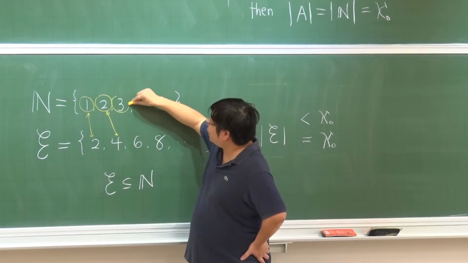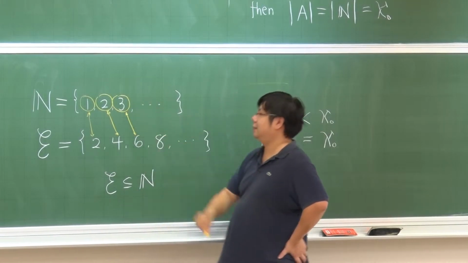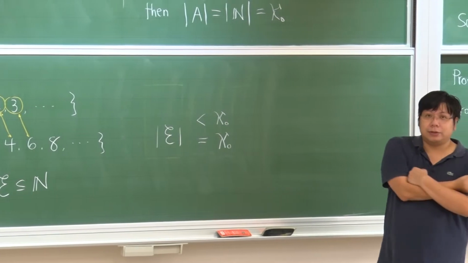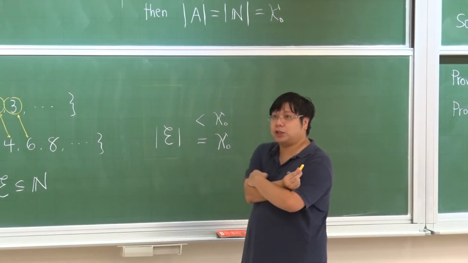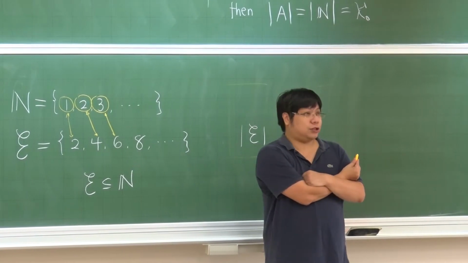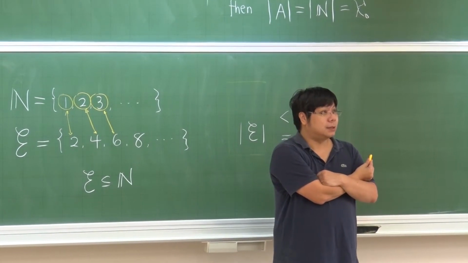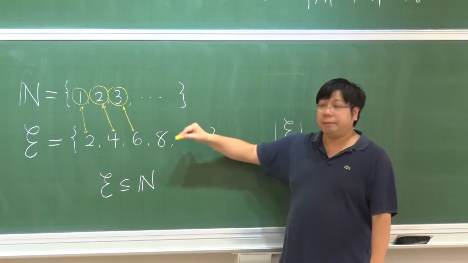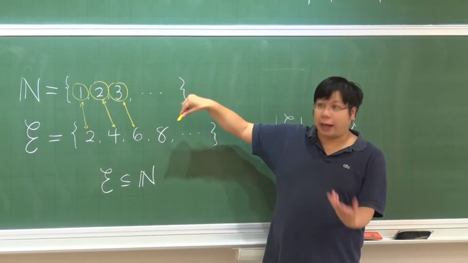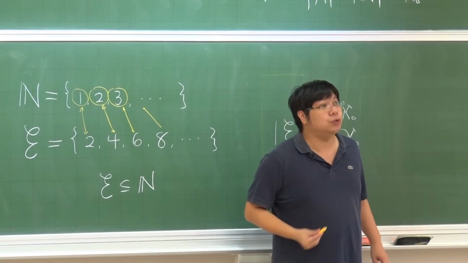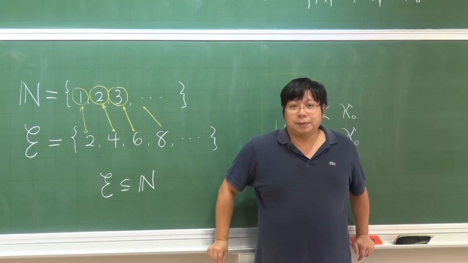If you pick a 3 here, I can pick a 6 here. If you pick any number x in the natural numbers, I can find the number 2 times x that appears in E, which is not matched with any other person. On the other hand, if you find any number on this side, for instance an 8, then I can find its correspondence in N. I just divide it by 2.